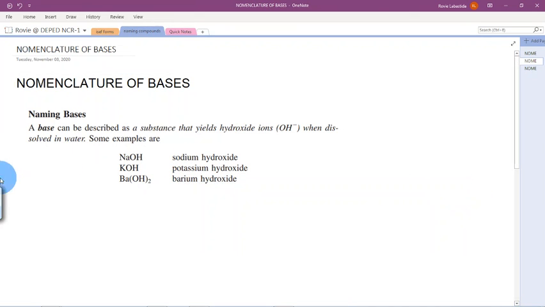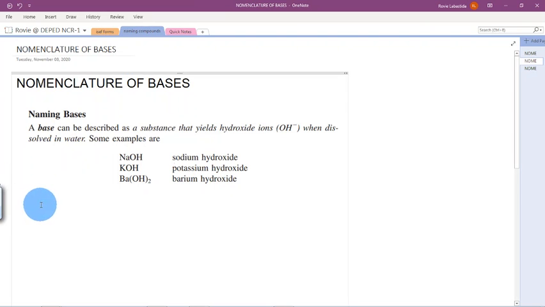Okay, so let us define first what is a base. A base can be described as a substance that yields hydroxide ions when dissolved in water. Alright, so here are some of the examples. If you notice in their chemical formula, you have the oxygen and hydrogen atoms. Why? Because a base yields hydroxide ion when dissolved in water.